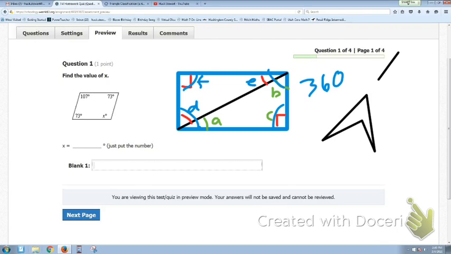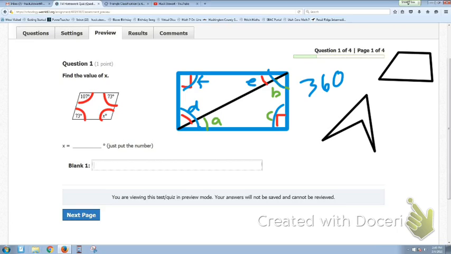A trapezoid, like this, equals, if you add them up, 360 degrees. Squares and rectangles, 360 degrees. That makes sense because you have four 90-degree angles. So as you're looking at this right here, I think it's safe to understand this angle plus this angle plus this angle plus this angle equals 360 degrees.